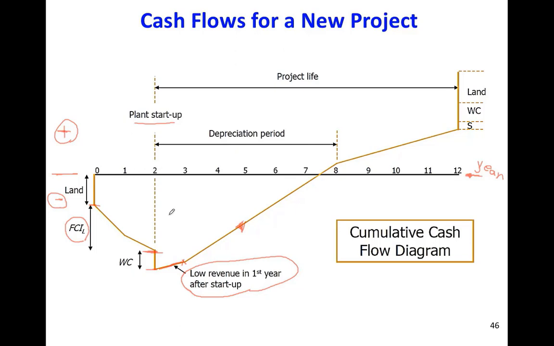Let's say the project starts up at year 2. In the first year, until year 3, it produces some revenue, but it's not that much. That's why the slope of this line is not that much. After year 3, the revenue will be much better. So that's why you see this line has a bigger slope until somewhere here, where we reach net revenue, the net money that we have, of 0.